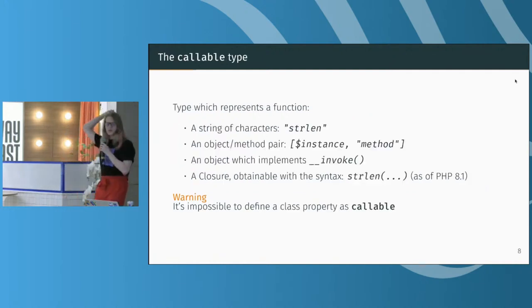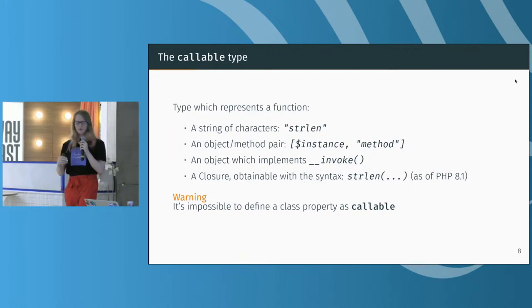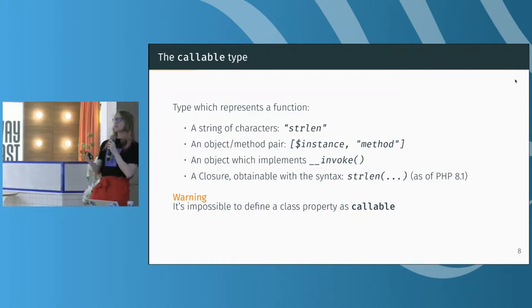The callable type, the wonderful callable type. So, a type which represents a function. Basically something that you can actually call on, like a variable that you can call and pass arguments to.